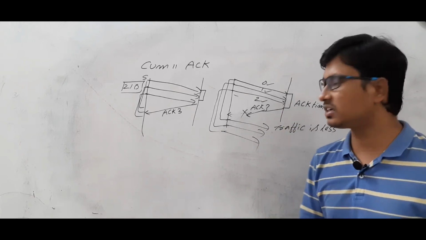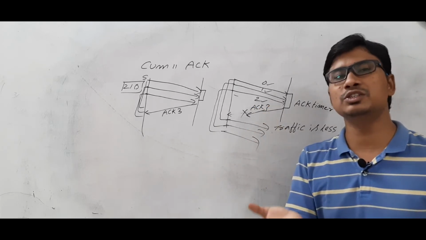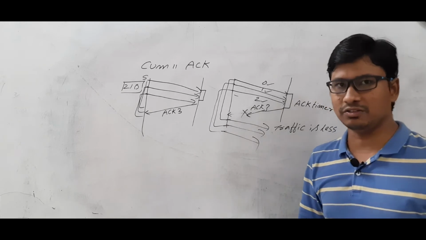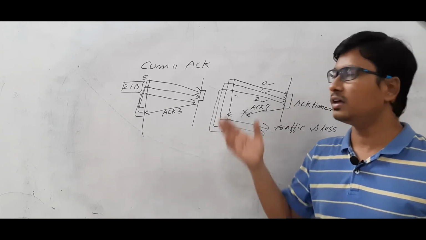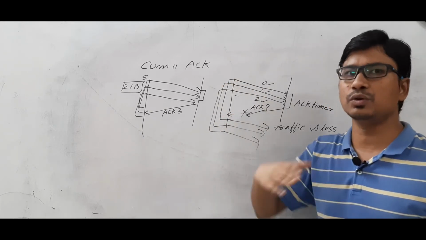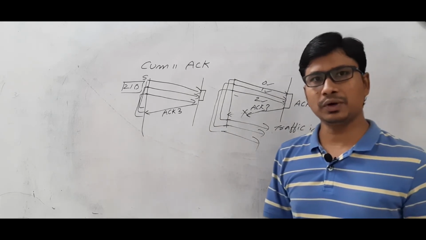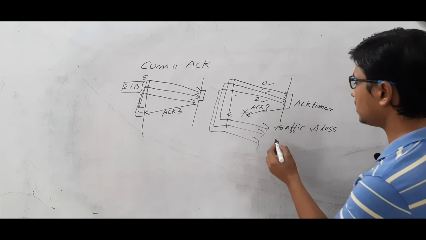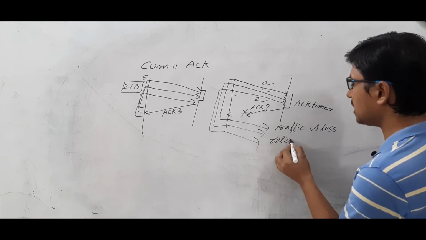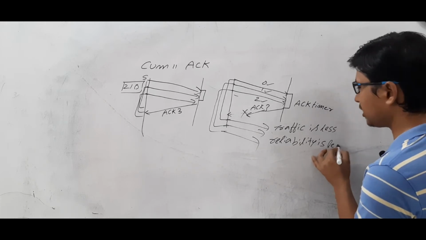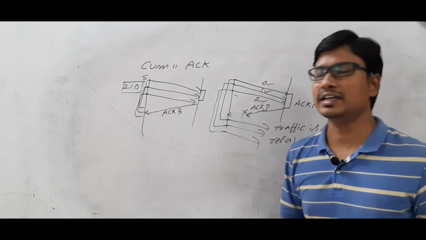What is the disadvantage? If a single frame is dropped and the single acknowledgement is not delivered within the timeout timer, then all the frames which you have sent before, you have to resend. Are you able to understand it or not? So that's why reliability is less. Traffic is less, and also the reliability is less.